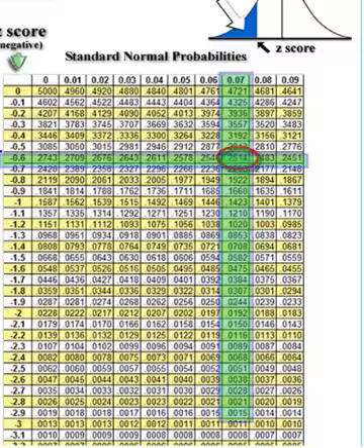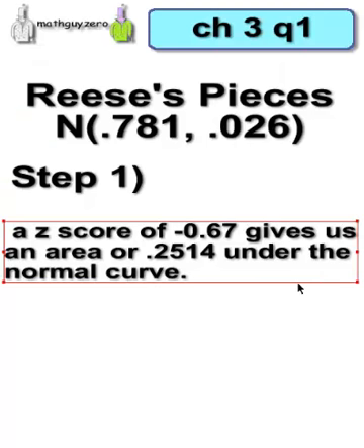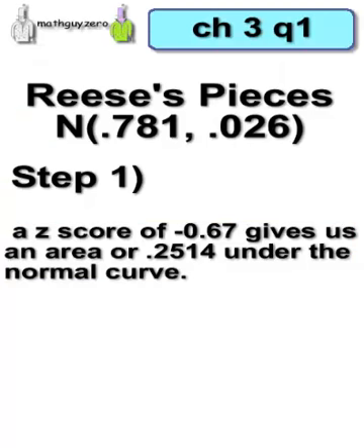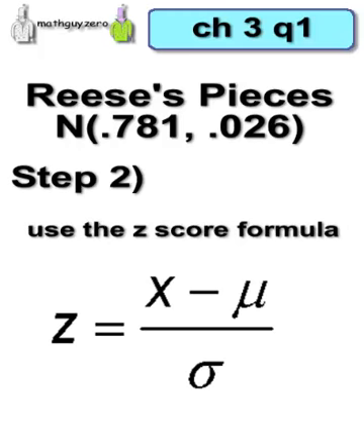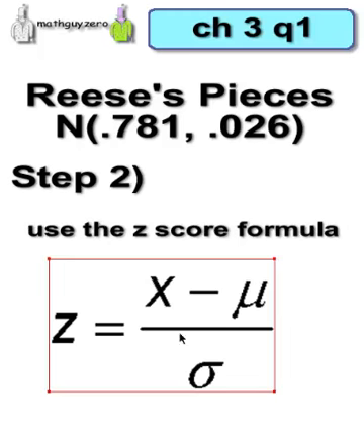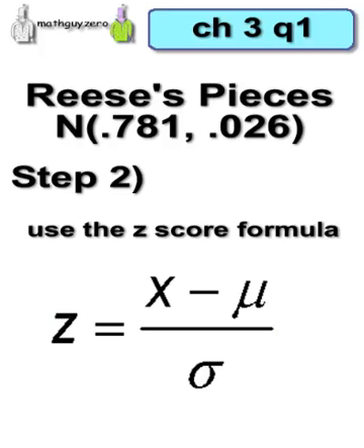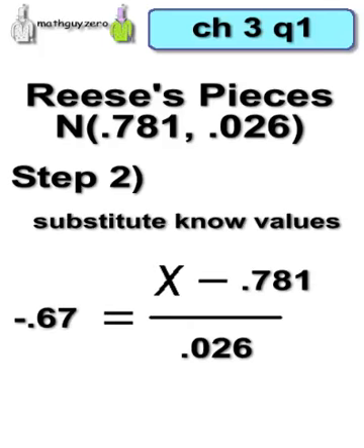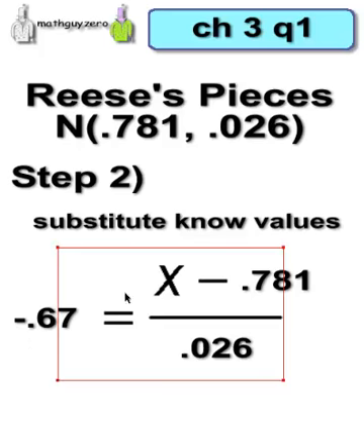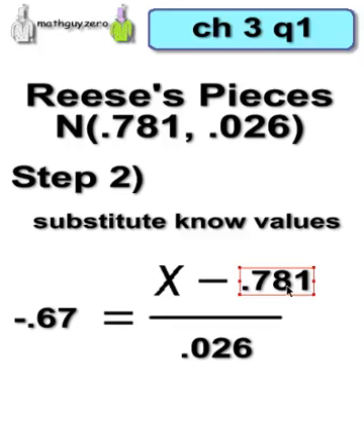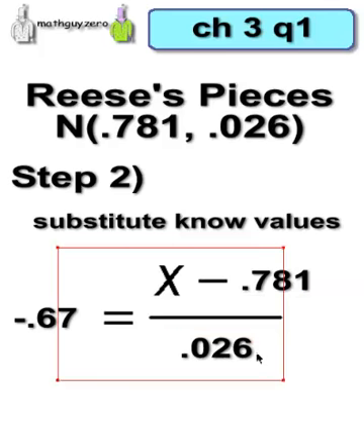I'm going to go ahead and put that in our formula. Which formula? The z-score formula, of course. So now we know the z-score. We know what this number is, z. So we're going to just substitute known values. So a z-score of negative 0.67. And then we're looking for the x. That's the random variable in this problem. We're looking for the value of the x. So we substituted the mean for this and the standard deviation for that.